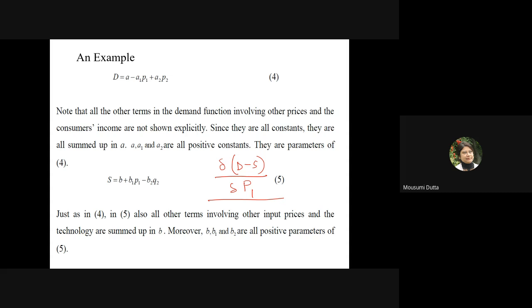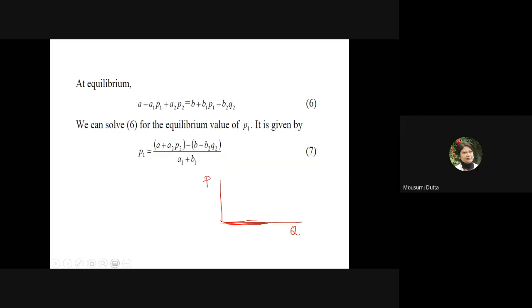Other people, are you getting this? Yes, ma'am. We are getting minus of A1 plus B1. So if I consider minus del D minus S by del P1, I'll get the value A1 plus B1. Everybody, if I consider minus del D minus S by del P1, I'll get the value A1 plus B1. And this A1 plus B1 is nothing but the denominator in equation 7.